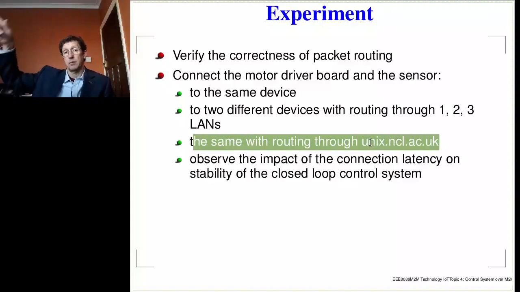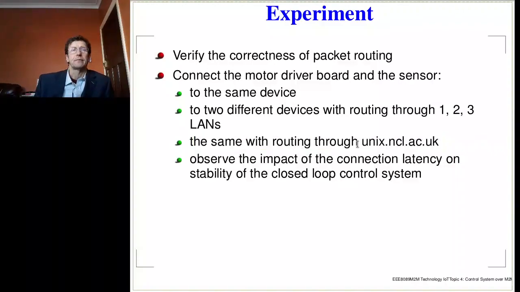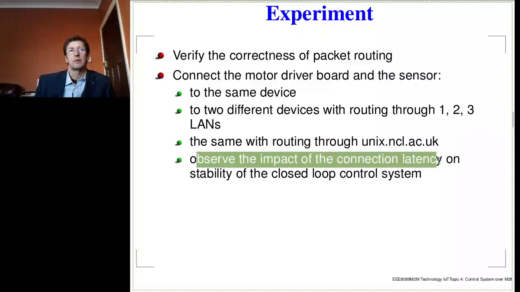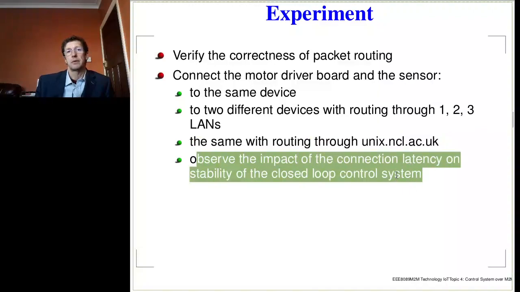So if you're sending through a building which is through the next kind of door building, then it will be a longer response. And the longer response means that it will impact stability of your motor more. And observe the impact of the connection latency and stability of the closed-loop control system.